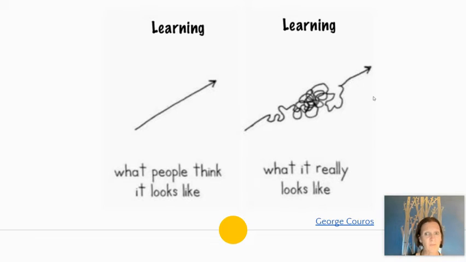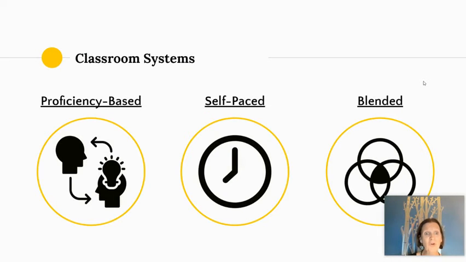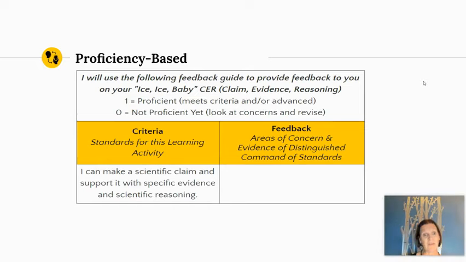We're still trying to get from point A to point B, but it's messy, right? And every kid's experience is a little bit different, and we go off course, and we come back, and we figure out some other things, and then eventually we put it all together, and we get to our end goal. So the structures and the systems that I have in place really reflect this idea that learning is messy, and we're trying to allow for that to happen. So let's start off with these three basic classroom systems: proficiency-based, self-paced, and blended.